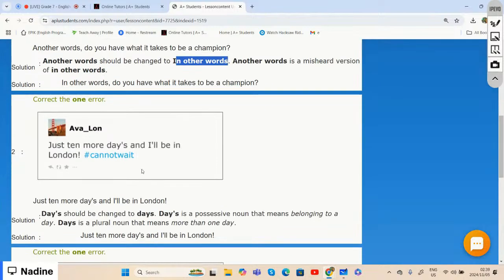All right, if we look at the next one: Just 10 more day's and I'll be in London. Just 10 more day's and I'll be in London. So just 10 day's and I'll be in London. Hashtag cannot wait.